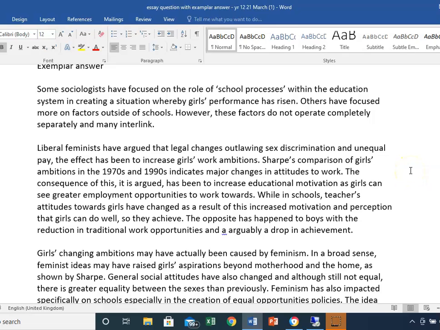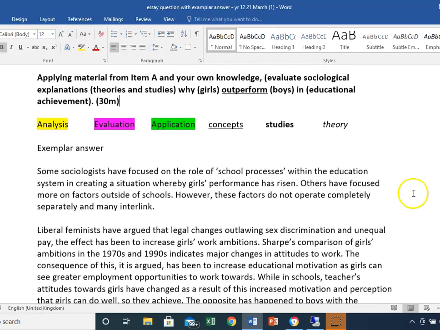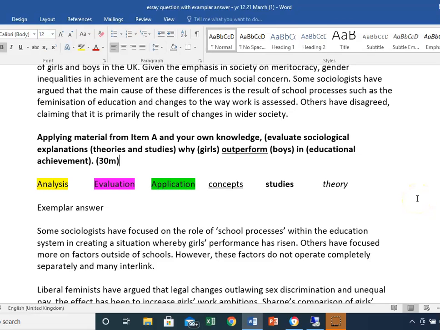Ideally I'd like you to have this printed off in front of you, and you can add the annotations as I go through it. And please obviously pause this lecture at any point just to get down the notes and then press play again.